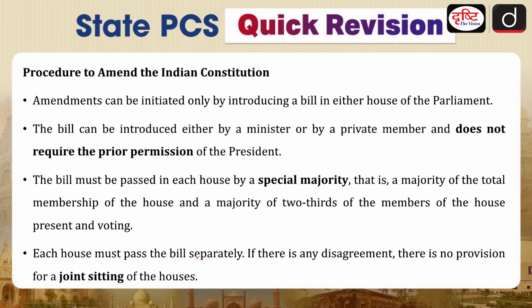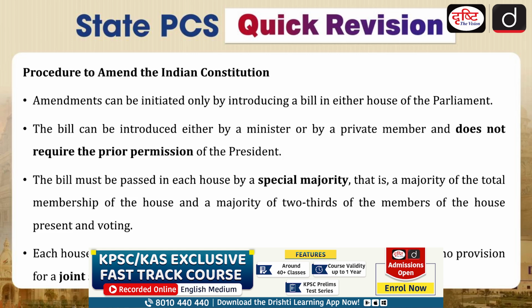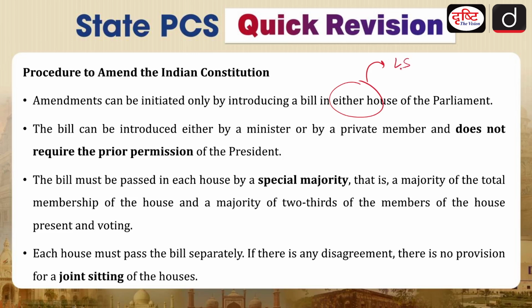Now here you can see the procedure to amend the Indian constitution. An amendment can be initiated by the introduction of a bill in either house. It can be introduced in Lok Sabha as well as Rajya Sabha. The bill can be introduced either by a minister or by a private member. So it is not necessary that only a person from the government can introduce the bill. A minister or any private member can introduce the bill, and it does not require any prior permission from the President. That is an important thing.